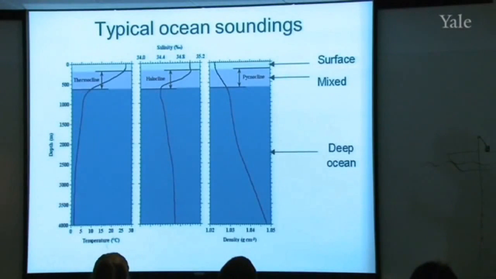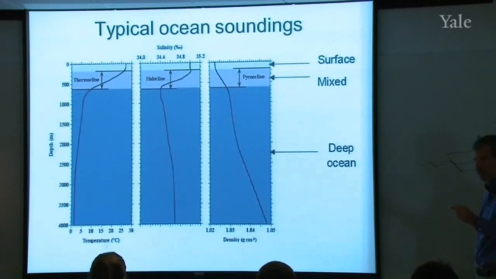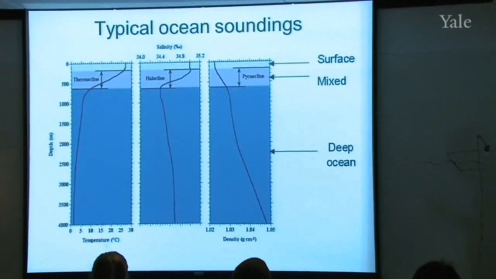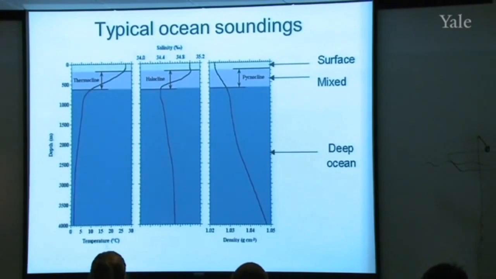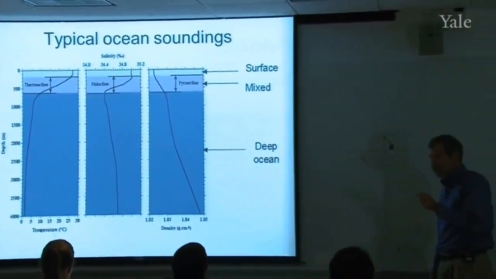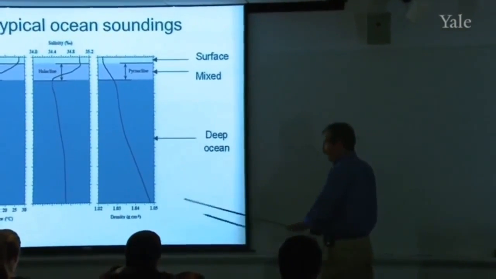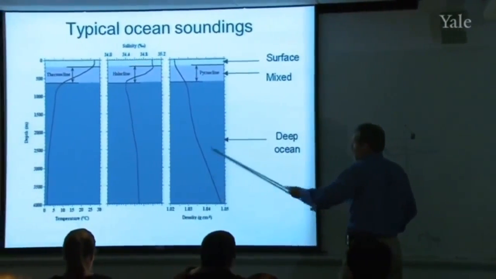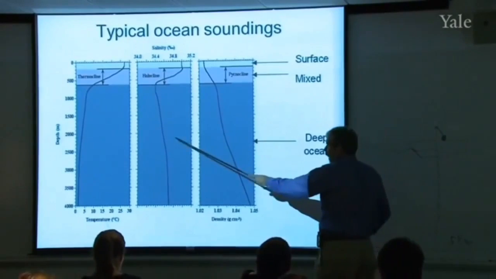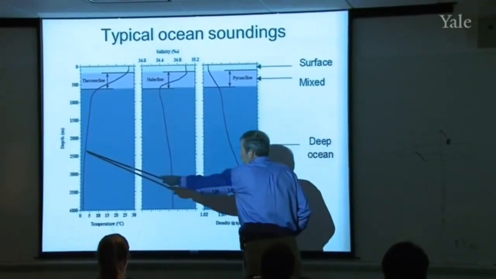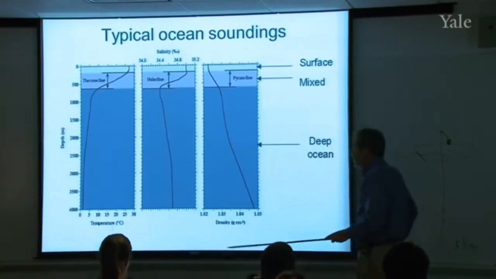The density of seawater is controlled primarily by the temperature and the salinity. The density is a very important quantity, but if you know temperature and you know salinity, you can compute or you can measure the density. So what's plotted in this final panel is the density derived from the measured temperature and salinity.